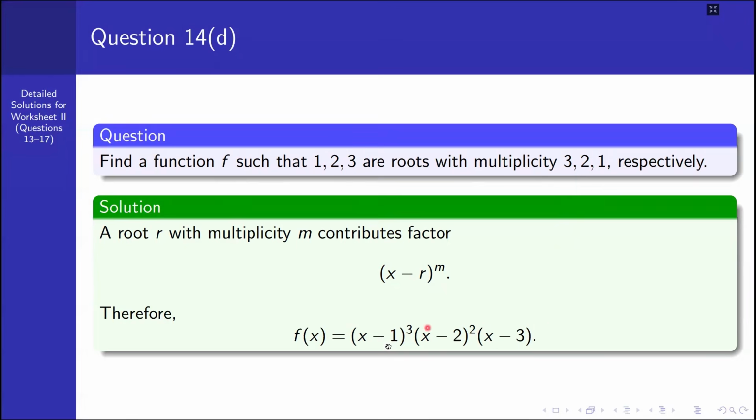For example, if we are asked just to determine the degree of this polynomial function, the degree of the given polynomial function is the sum of the multiplicities of the roots of the given polynomial function. So we have 3, 2, and 1, which sums to 6, so this is a function with degree 6.